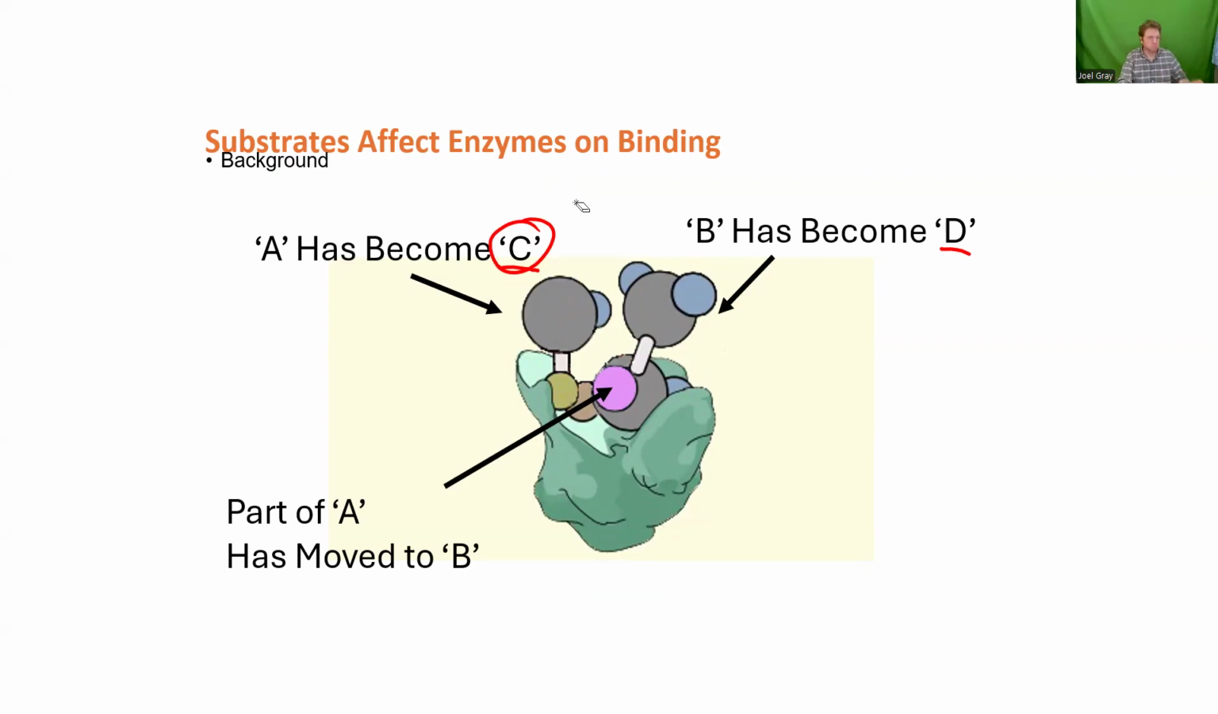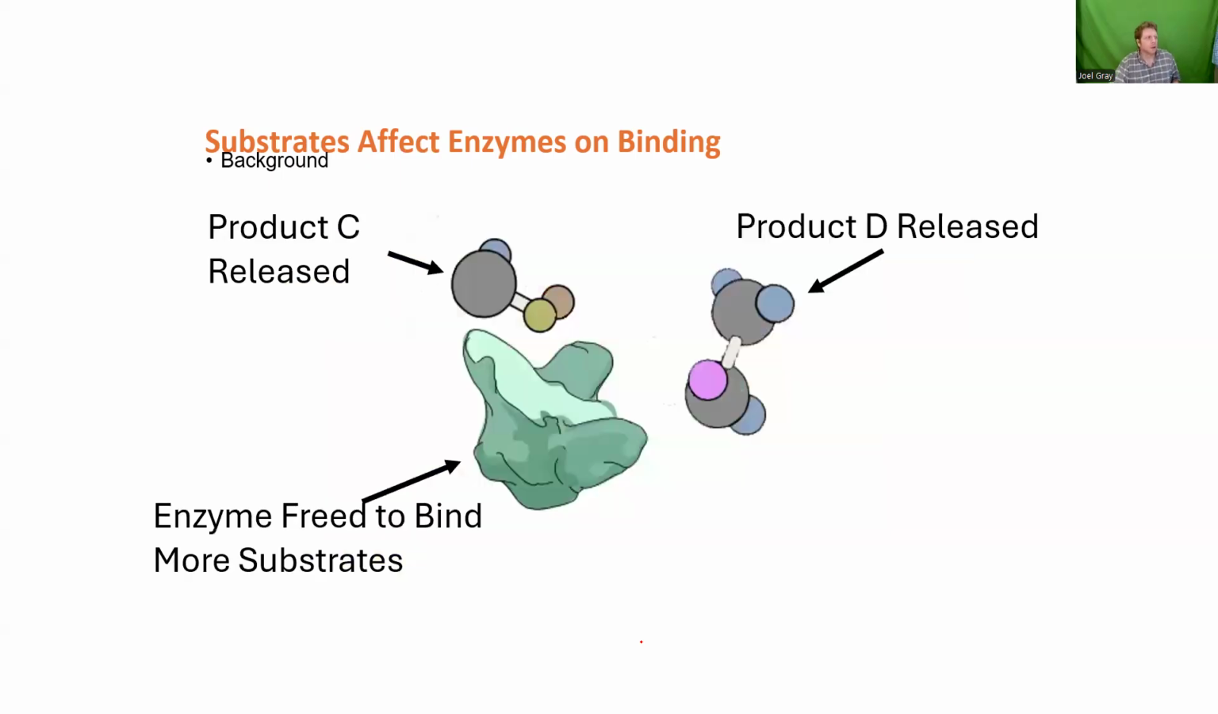Now as we proceed, A has become C here, B has become D here. This is where both the products are still bound to our enzyme, and we get the EP complex. Our products are bound to that enzyme. Ultimately, your enzyme doesn't really want to hang on to those products. Those products need to be released so that they can go on to do whatever they need to do elsewhere in that biological system. And that's where we get E plus P.